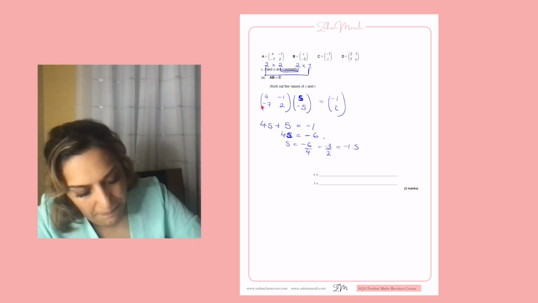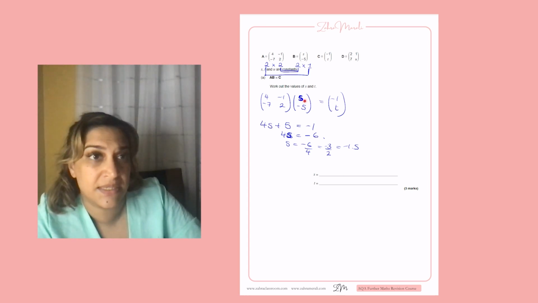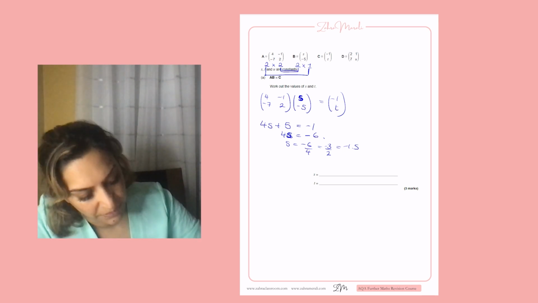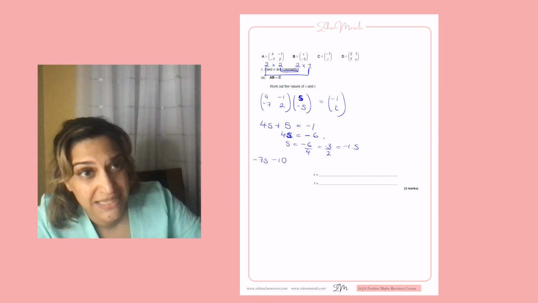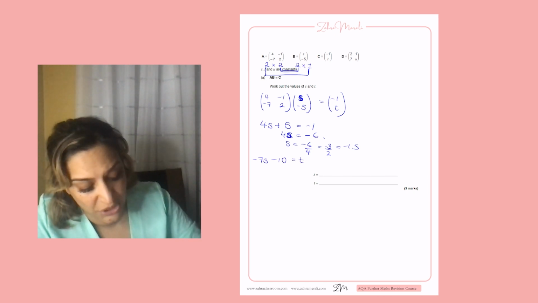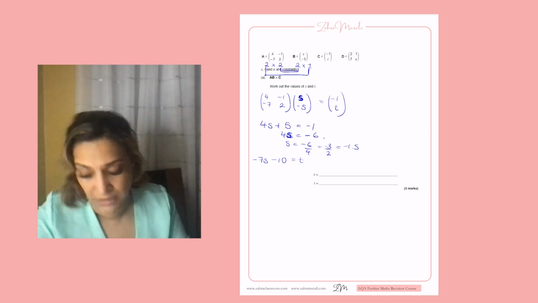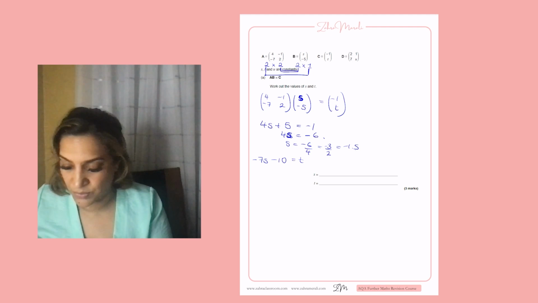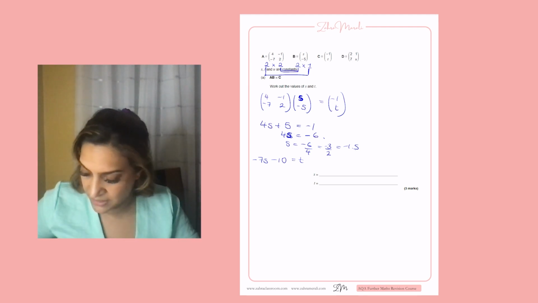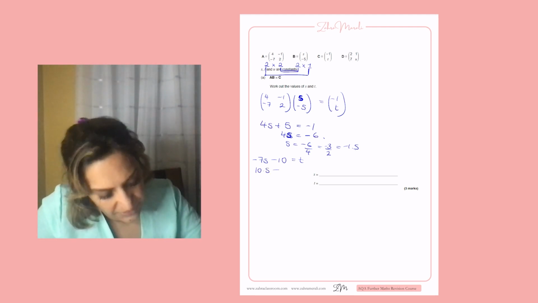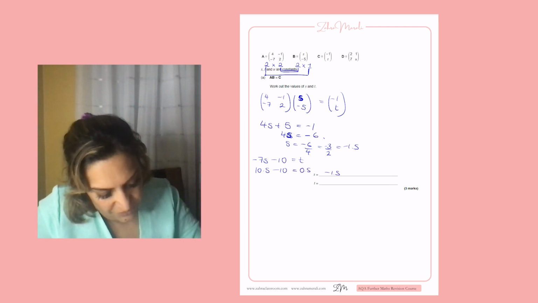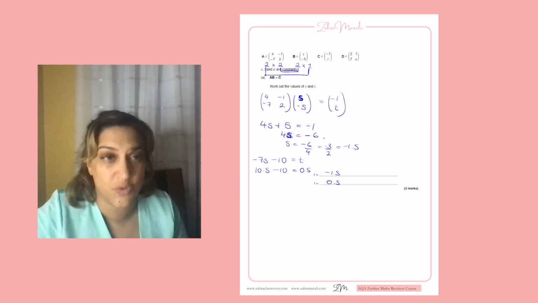Next one, we've got -7 times s, plus 2 times -5, and that equals t. So we end up with -7s minus 10 equals t. But we know s is -1.5. So we're going to do -7 times -1.5. So you're going to end up with 10.5 minus 10, which must be 0.5. So s is -1.5 and t is 0.5.